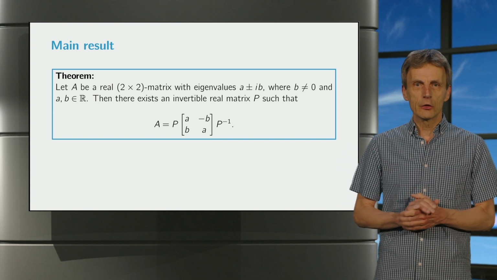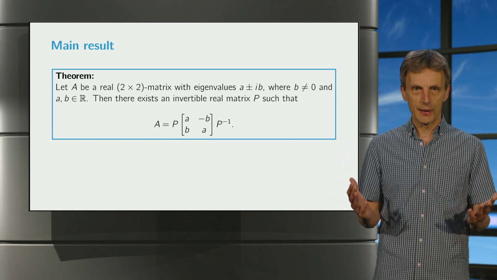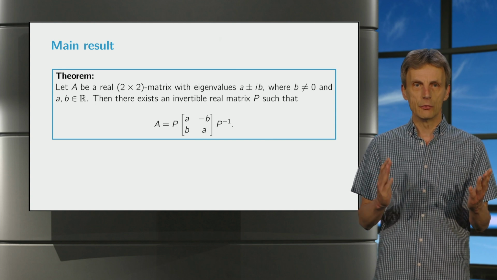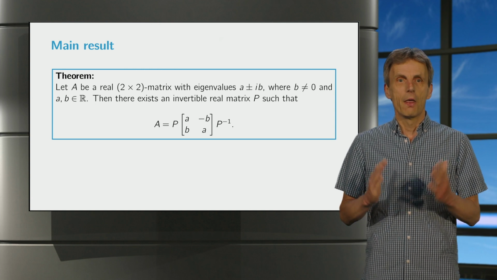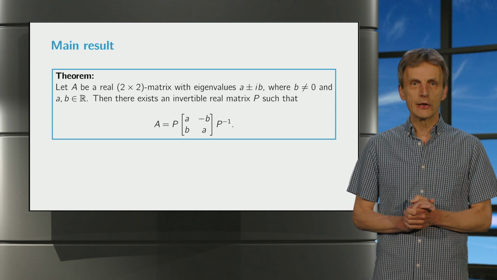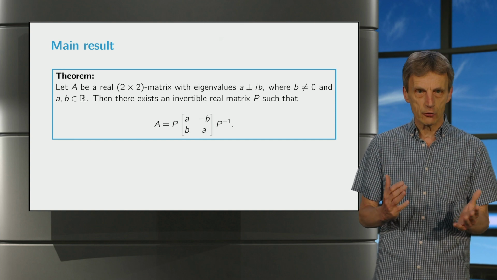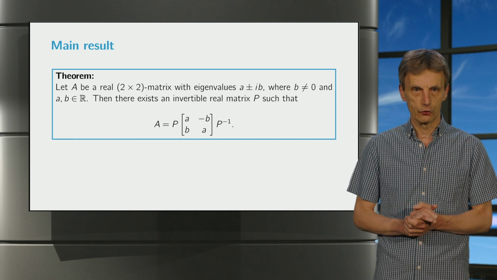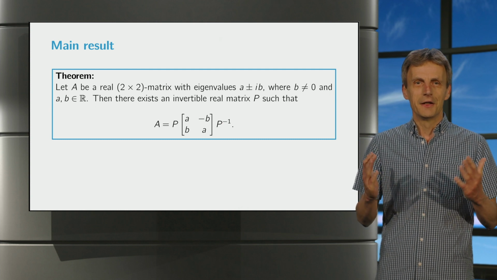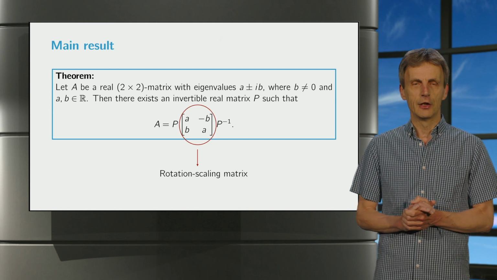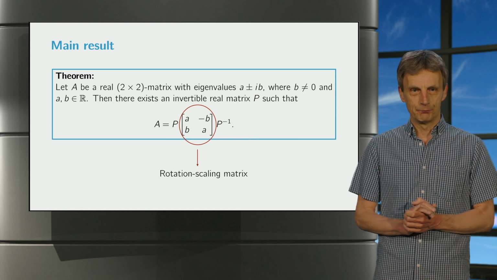Let A be a real 2x2 matrix with complex eigenvalues a plus or minus ib, with b unequal to 0. Then there exists an invertible real matrix P such that A is P times the matrix [a, -b; b, a] times P inverse. The matrix in the middle is called a rotation scaling matrix. Let me explain why.